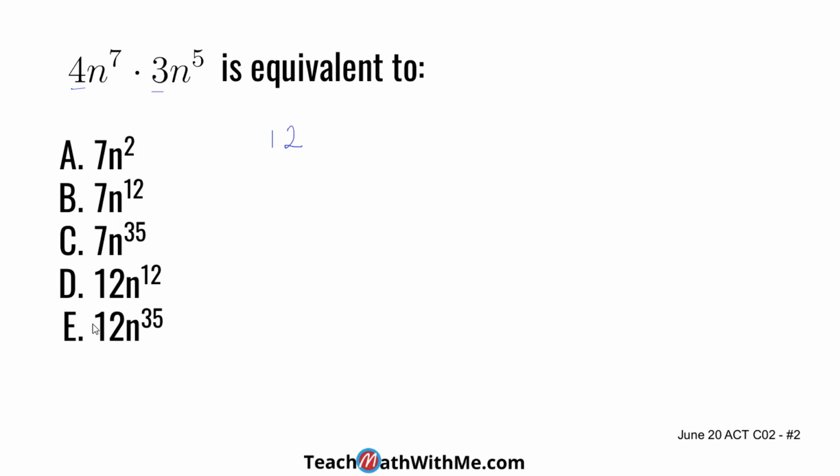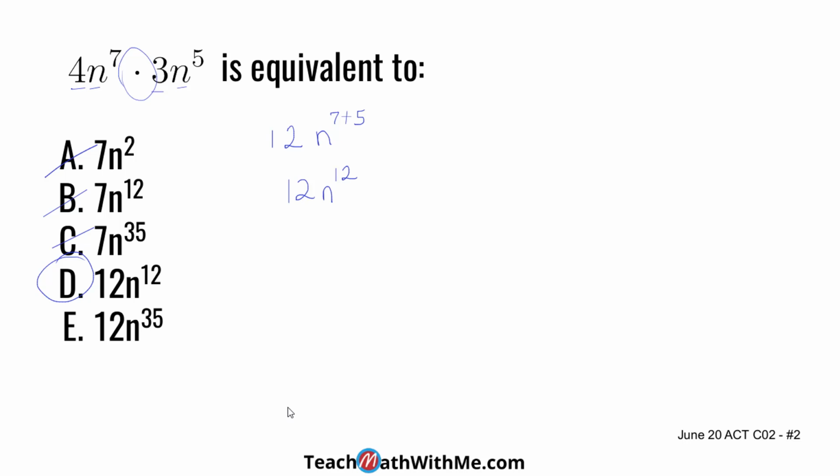And when I glance at my answer choices, I already can eliminate A, B, and C because only D and E have 12 as part of their answer. Then I need to look at the variable with the exponents, and I know when I'm multiplying variables of the same base, both of these are n, I'm going to add the exponents. So I'm going to add 7 plus 5, and that gives me 12n to the 12th, which is answer choice D.